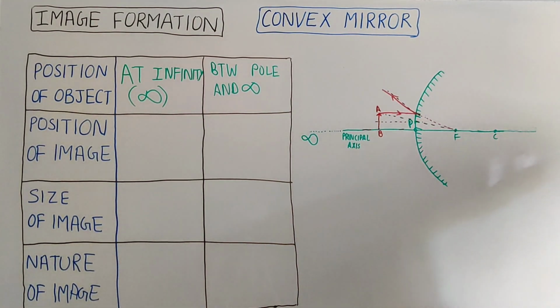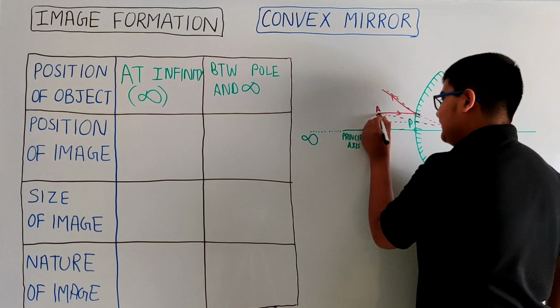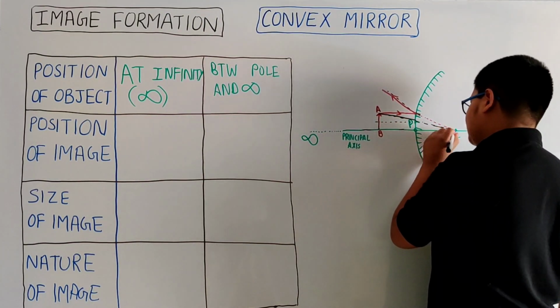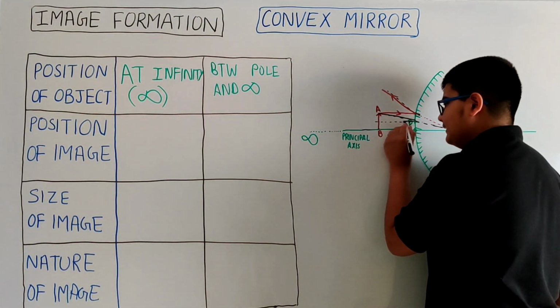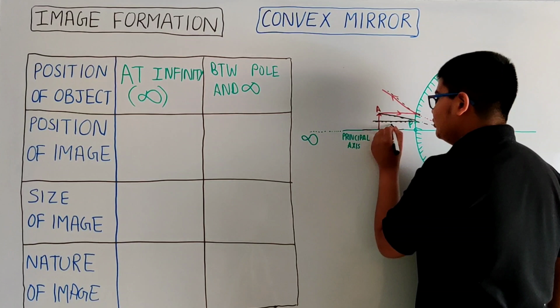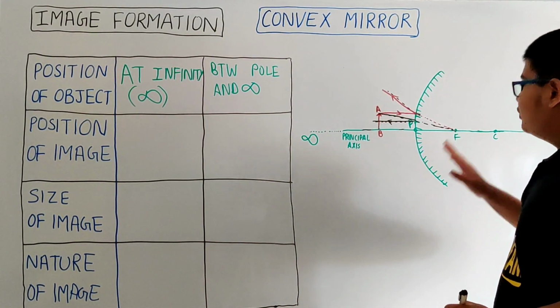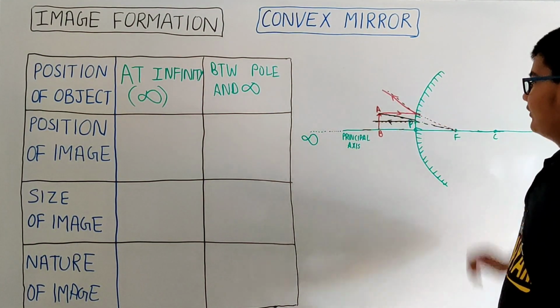And let's use this third rule, which says that if the incident ray is directed towards the focus, so it will pass through the focus, then the reflected ray is parallel to the principal axis. So here by using both of these rules, we have got the two reflected rays.